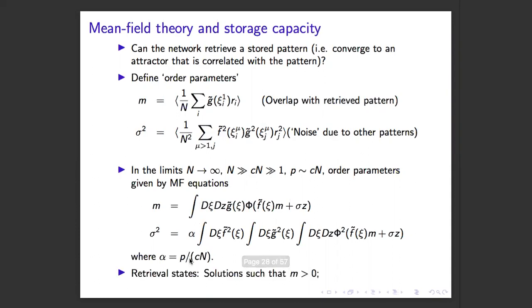And so we can solve these equations numerically, and the idea is that this network will have so-called retrieval states, stable states that are correlated with patterns stored in the connectivity matrix, when we have solutions where M is non-zero. Then we can also compute the storage capacity in these models by finding the largest value of this parameter alpha for which these retrieval states exist.